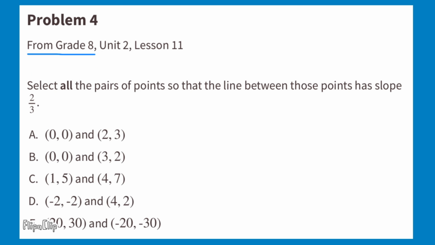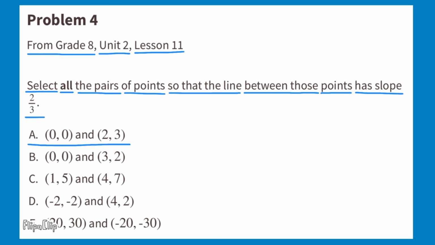Problem number 4 from 8th grade, Unit 2, Lesson 11. Select all the pairs of points so that the line between those pairs has slope 2/3. A. 0, 0, and 2, 3. Coordinate y2 minus coordinate y1 over coordinate x2 minus x1. That would be 3 minus 0 over 2 minus 0. So we have 3 halves, 3 over 2. It's supposed to be 2 over 3, so that doesn't work.